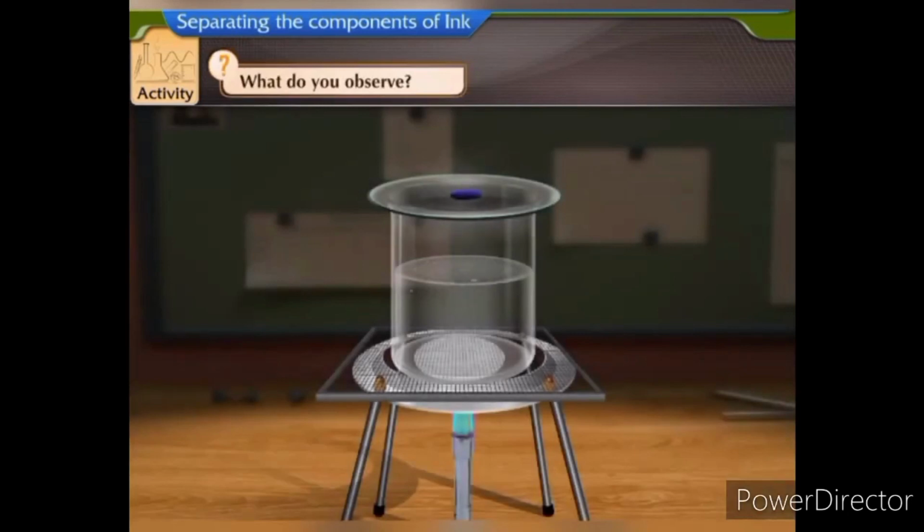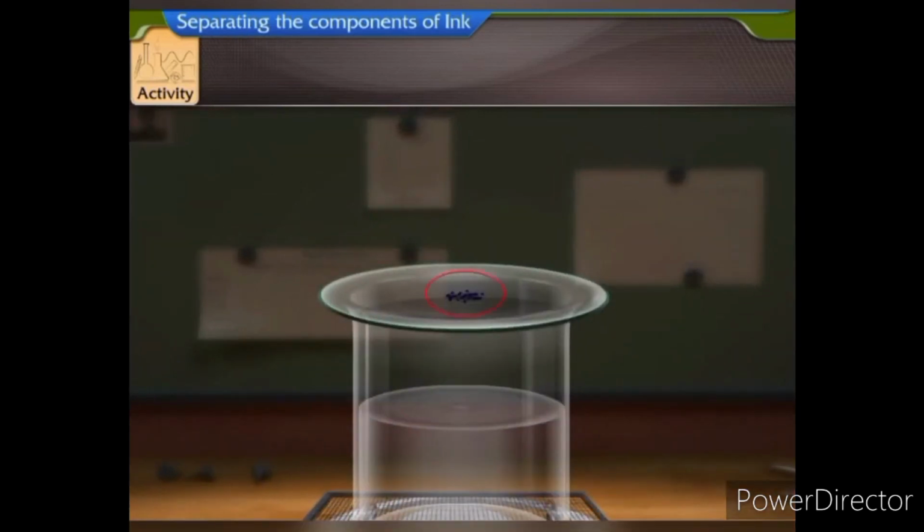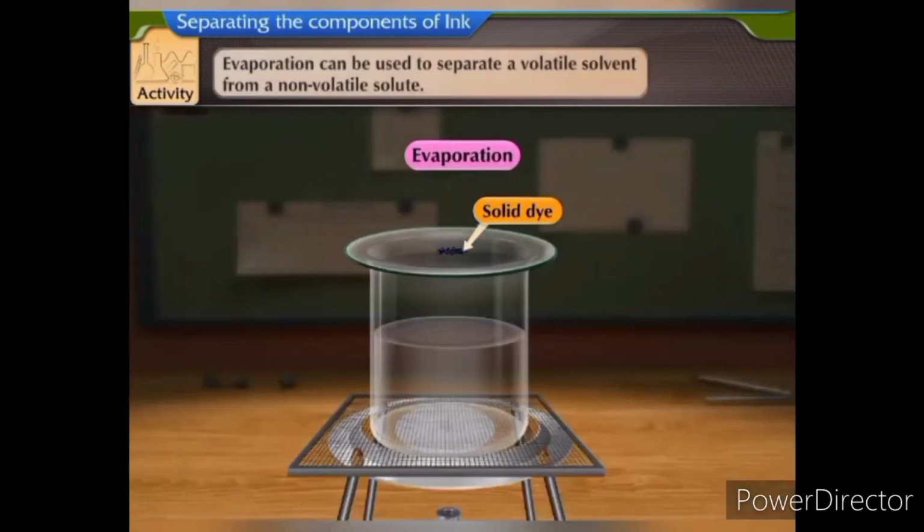What do you observe? You will observe that the water from the ink is gradually evaporating. When all the water has evaporated, stop heating the beaker. There is some colored material left in the watch glass. This colored material is the solid dye obtained after all the water from the ink has evaporated. This process of separation is called evaporation. This method can be used to separate a volatile solvent from non-volatile solute. From this activity, it is clear that evaporation is used to separate mixtures. Ink is a mixture and not a pure substance.